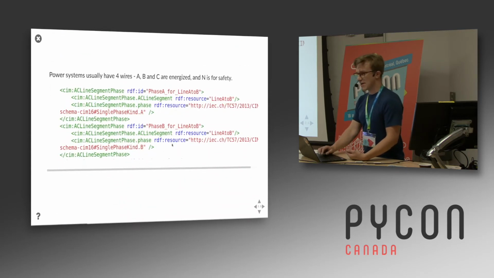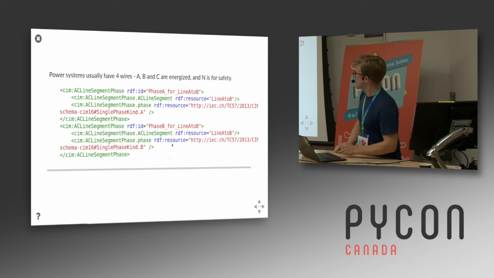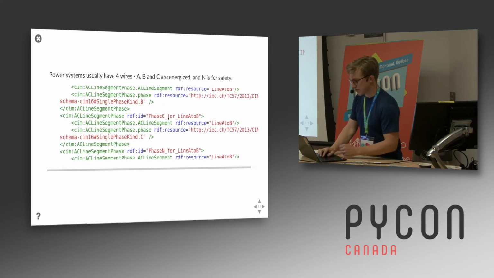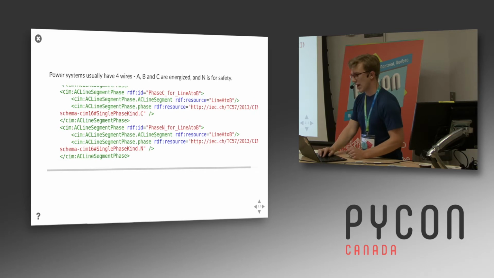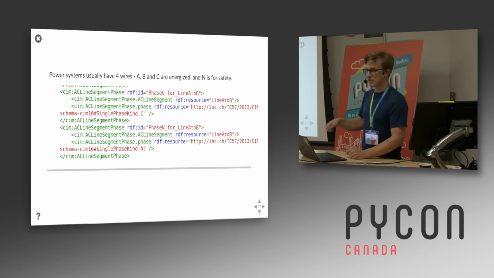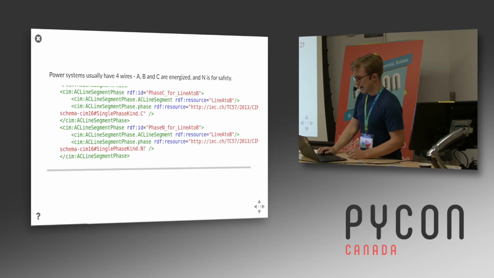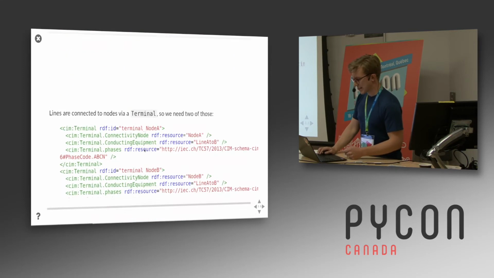As you saw in that picture, the line actually has three lines in it. Those are for the different phases. They're three different waveforms, but we call it one line. So here's a bunch of AC line segment phase objects, which represent those. There's three, A, B, and C, and then there's also N, which is like the neutral ground line that comes back and returns any current that might be coming across that line. So that's a bunch more XML for you.